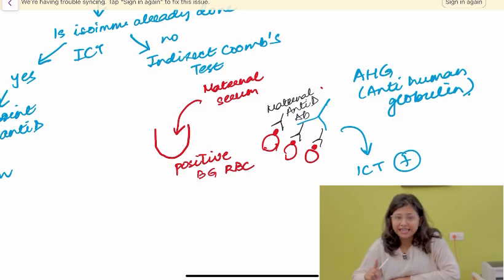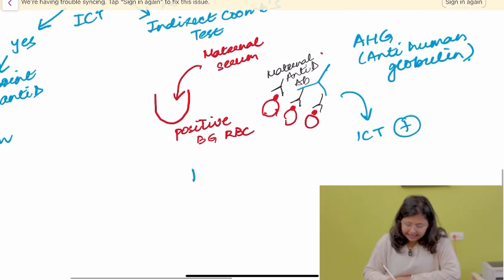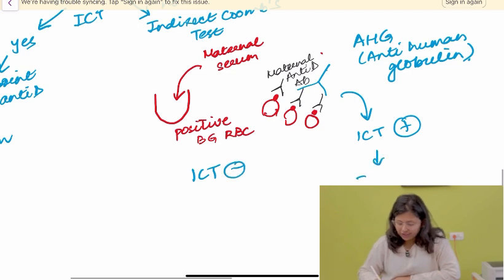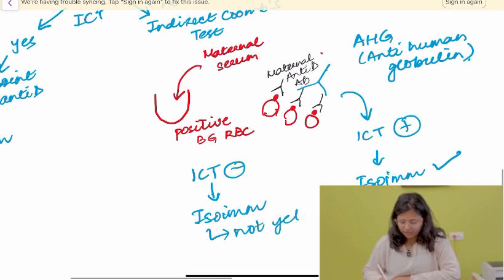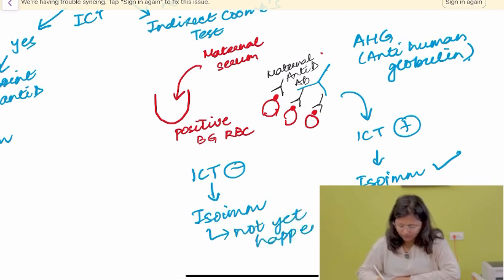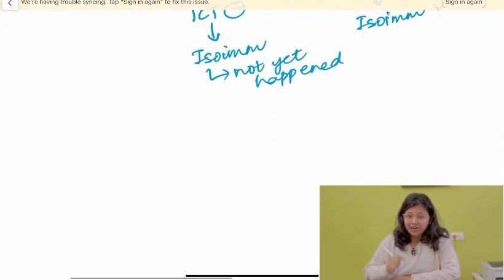Obviously, if the ICT is negative, it means the anti-D is not present in the maternal sera, because there would be no anti-D, so the anti-human globulin would not bind to anything. ICT positive means isoimmunization has happened, and ICT negative means isoimmunization has not yet happened. If isoimmunization has not yet happened, that is where our prevention comes in and we can plan our anti-D.